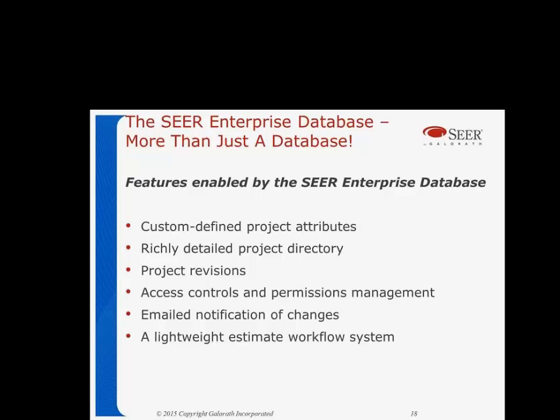Custom-defined project attributes, a very rich project directory way beyond what a file system can provide you, product revisions that let you see the history of revisions, the change descriptions, look at revisions, pull revisions over time to see what happened when, access controls and permissions management that give you very fine-grained control over who owns, who's permitted to modify and view a project, email notification of changes that is not just a simple notification but can be as flexible as you need it to be, and then, enabled by the previous features, a lightweight estimate workflow system, finally.